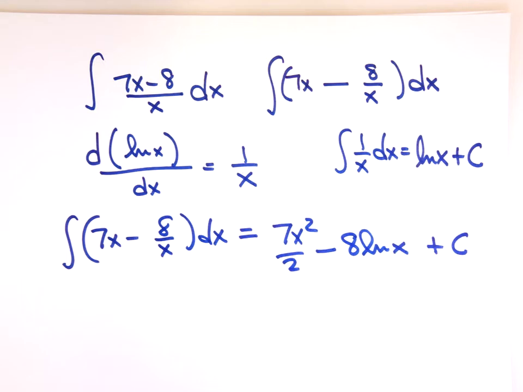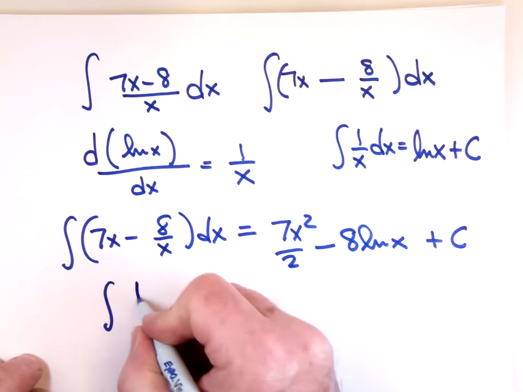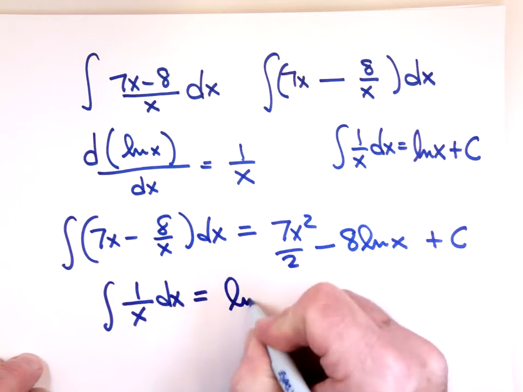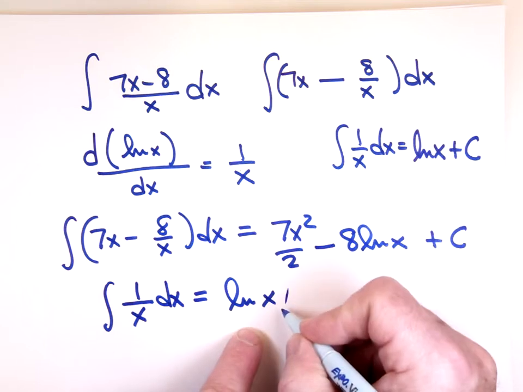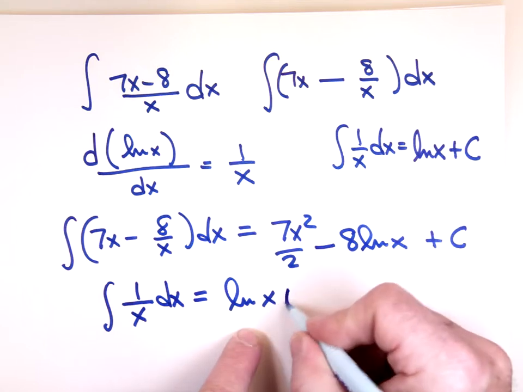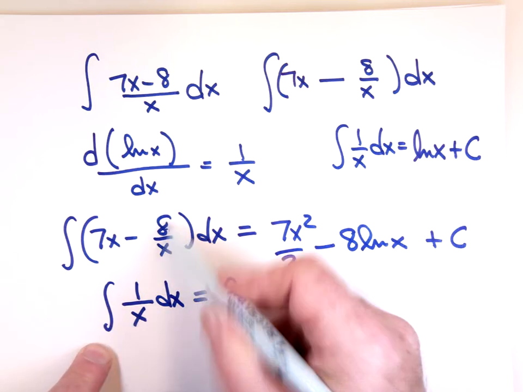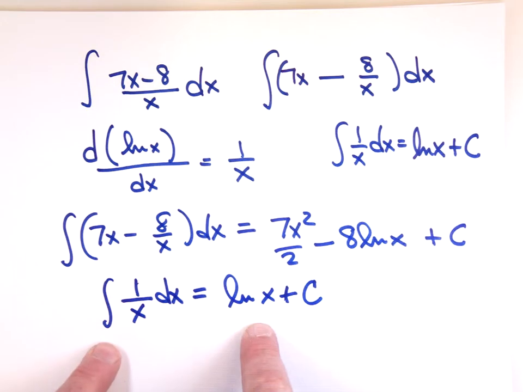How can you identify that? Because it's just a constant over x? Yeah, the integration form is the integral of 1 over x dx is equal to natural log x. We're going to generalize to an absolute value here when we do this, plus c. The 8 you can take out front, and you're left with the integral of 1 over x, which is natural log x.